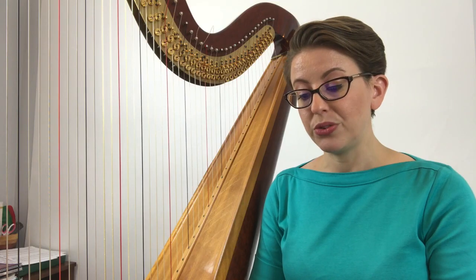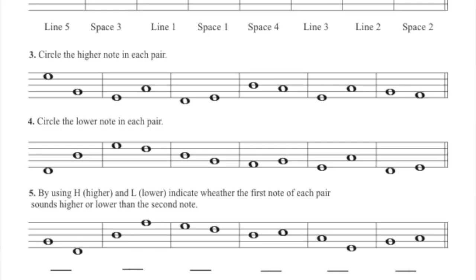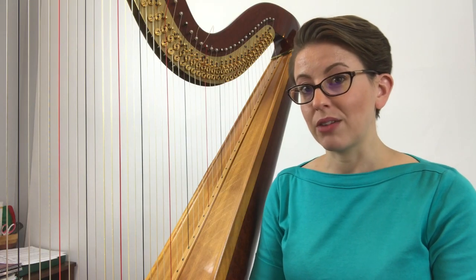In number 5, by using H for higher and L for lower, indicate whether the first note in each pair sounds higher or lower than the second note. So you might not necessarily hear these notes because we haven't learned how to play them yet, but you should be able to know which is higher and which is lower.